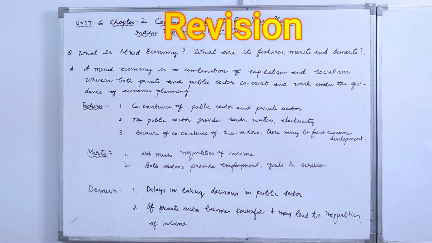And the merits are: the first merit, not much inequalities of income like in capitalism. Number two, both the sectors provide employment and a variety of goods and services. Demerits: the first demerit is there may be delays in taking decisions in the public sector. The second demerit is if the private sector becomes too powerful, it may lead to inequalities of income.